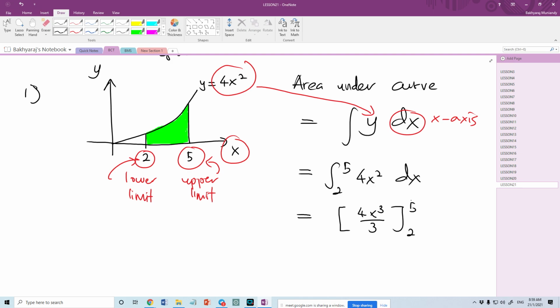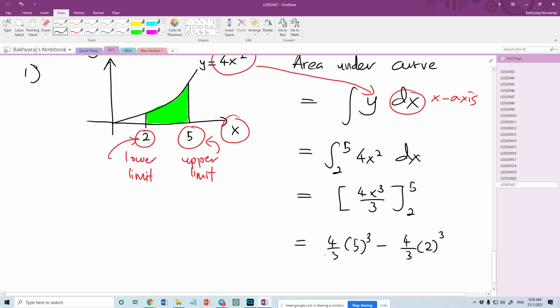Okay, now we're going to substitute. So substitution will be 4 over 3, 5 power of 3, minus 4 over 3, 2 power of 3. And you just program your calculator and find the last answer. So get this answer. What is this answer? Use your calculator.